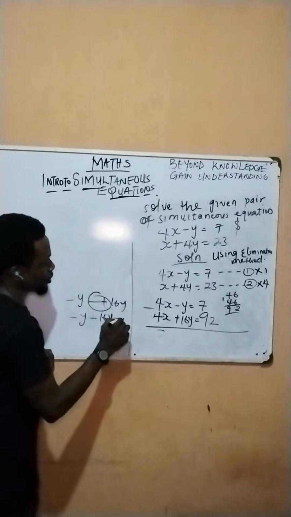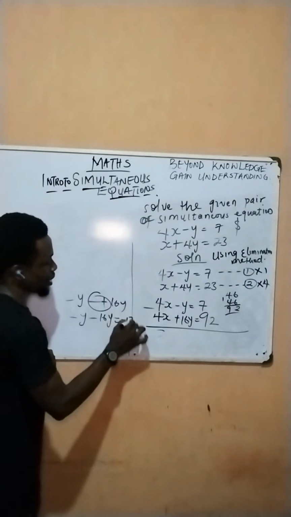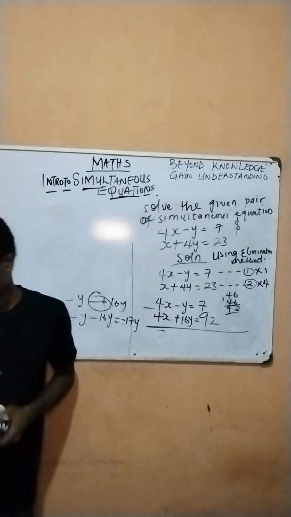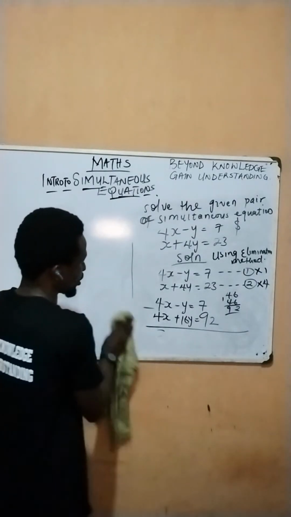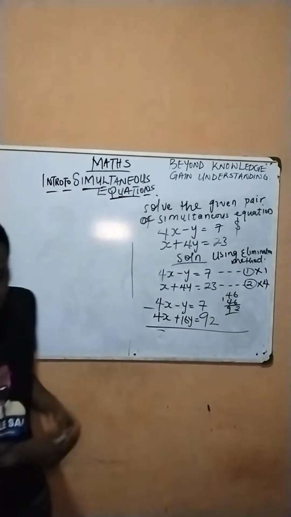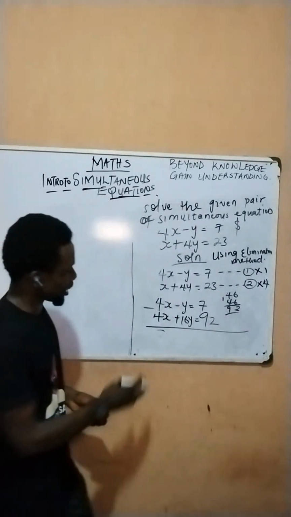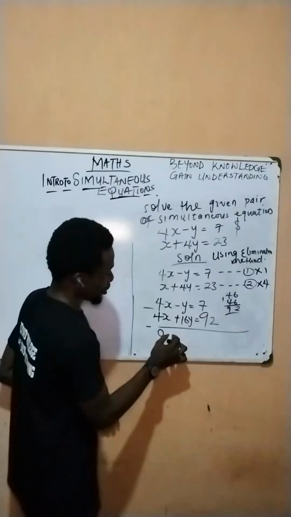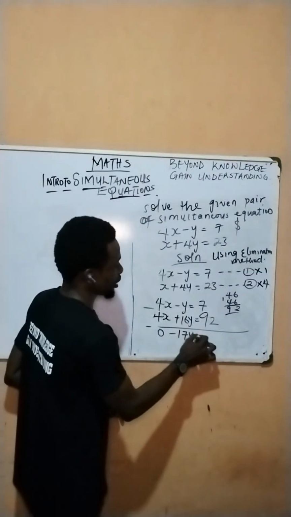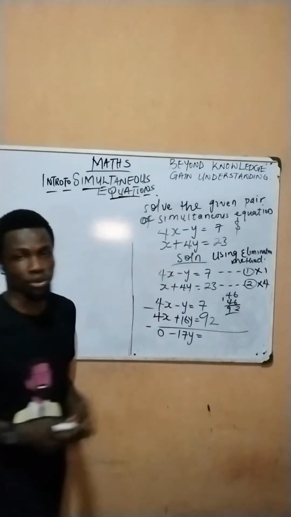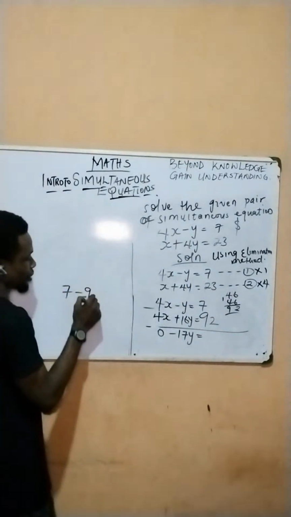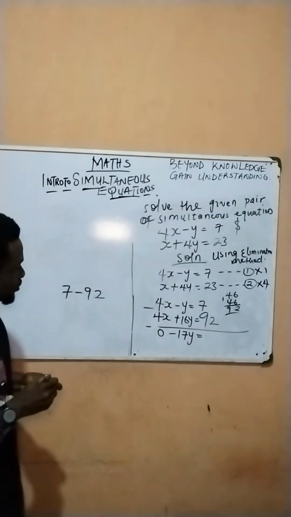And that is going to give us minus or negative 17y. That's what we're going to be having. So now that we'll have that, I just brought it out here to explain what is going on. This is 0 minus 17y equals to 7 minus 92. What's it going to give us?